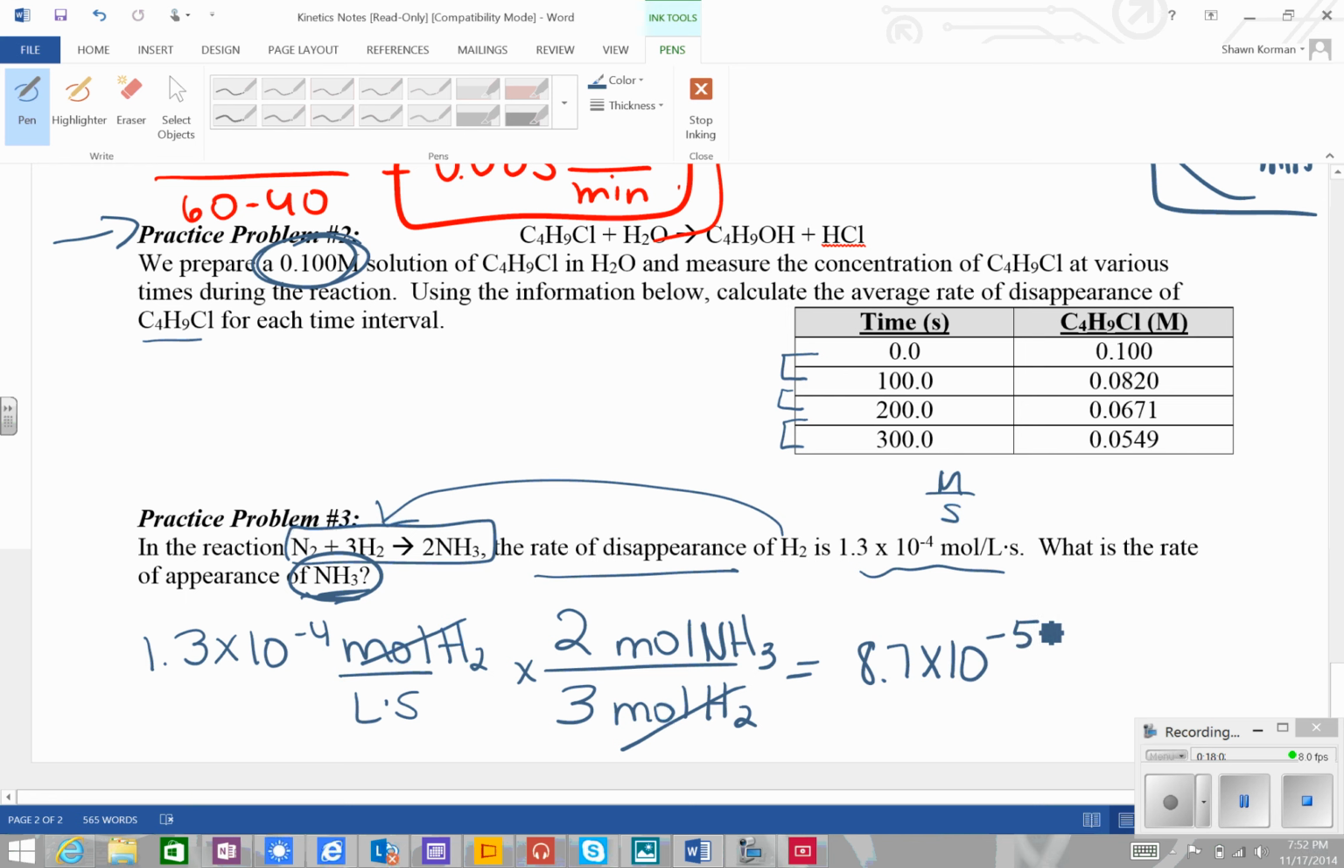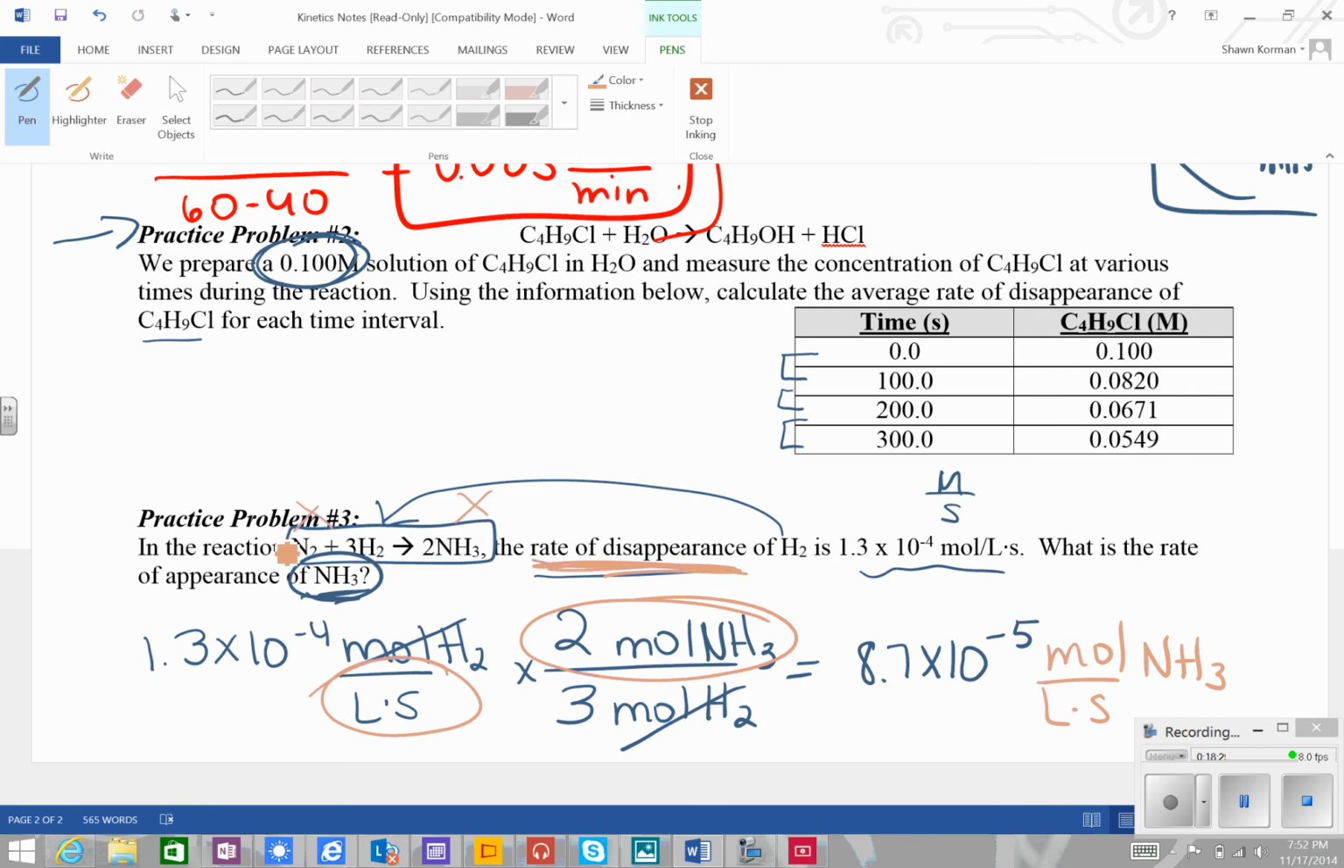Now, unit-wise, look what we have left here. We have moles of NH3, and then we never touched that. So our unit is going to be moles per liter per second of NH3. So again, when given rate of something, either appearance or disappearance, you can figure out everything else just using a quick mole-to-mole step. It's actually wonderful and easy and fantastic. All right, so go ahead and work on that. You have some problems to do, and we will reconvene.